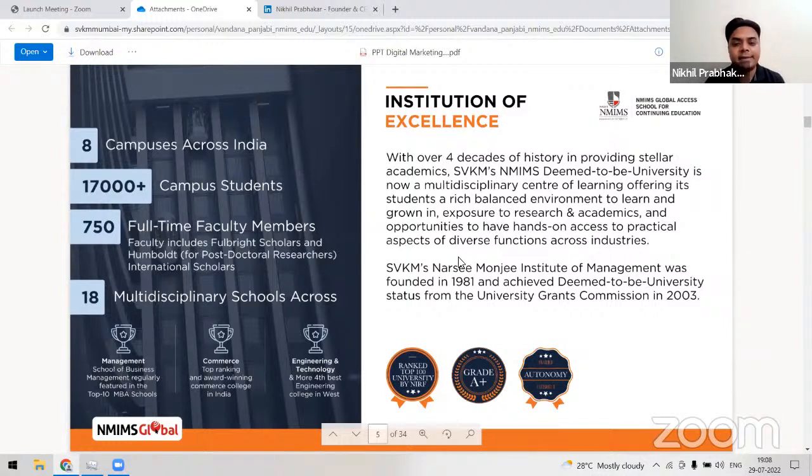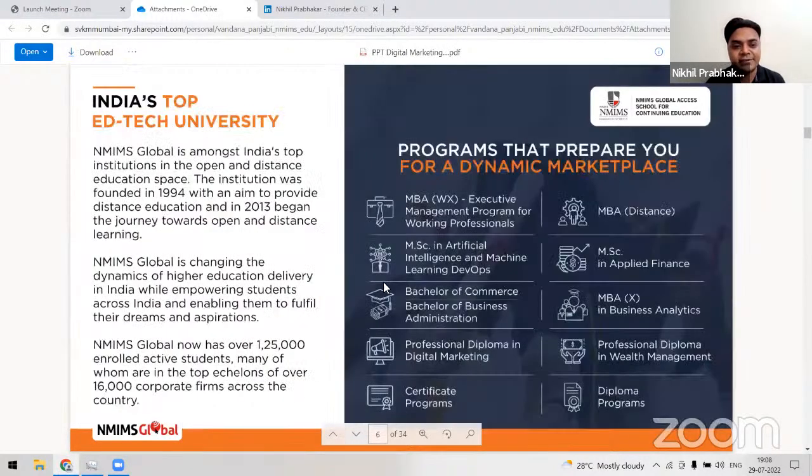Probably if you look at some of the experience for the institution, there is roughly an existence of 4 decades of experience with Narsi Munji. This is ranked as one of the top 100 universities by NIRF. And probably most of the programs are grade plus programs. So from the credibility point of view, you have a lot of things which industry recognizes.